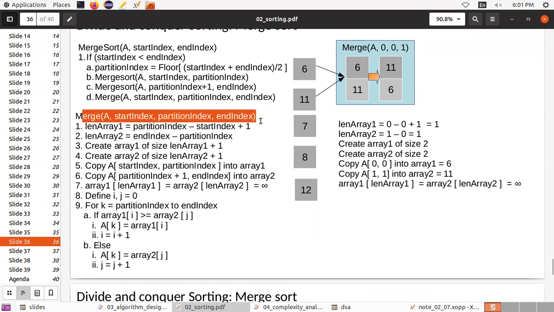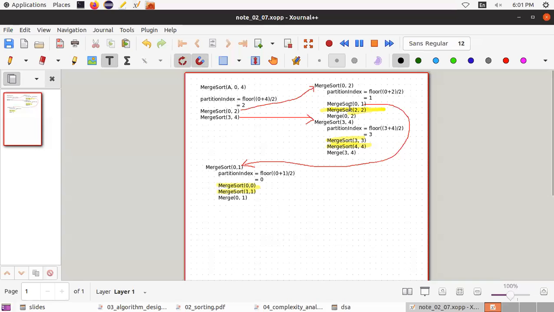You get into this function merge, start index, partition index, end index. Sorry, all of these would also have to contain the partition index. So here you'll have 1. Here you'll have 3, 4. Here you would have 0, 1. So what we are discussing in the slide deck is this one, slide number 36.